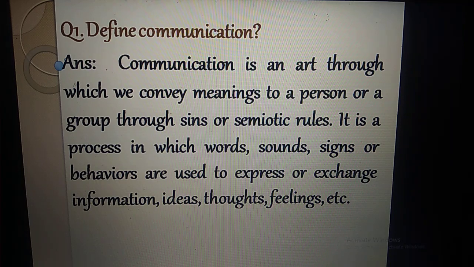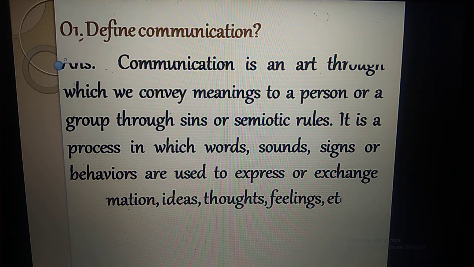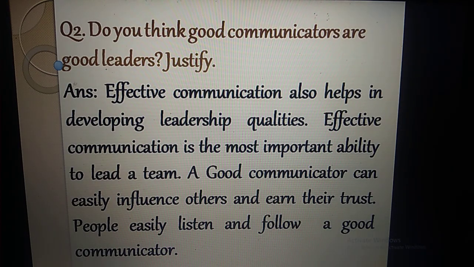Define communication. This is the answer of communication. First question is short answer type. First question, define communication. Okay, so just push the video and write the answer. Next question, do you think good communicators are good leaders, justify? Question number 2.